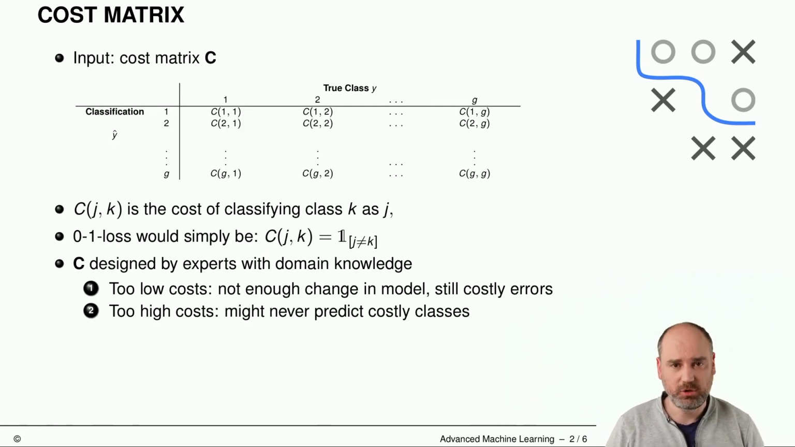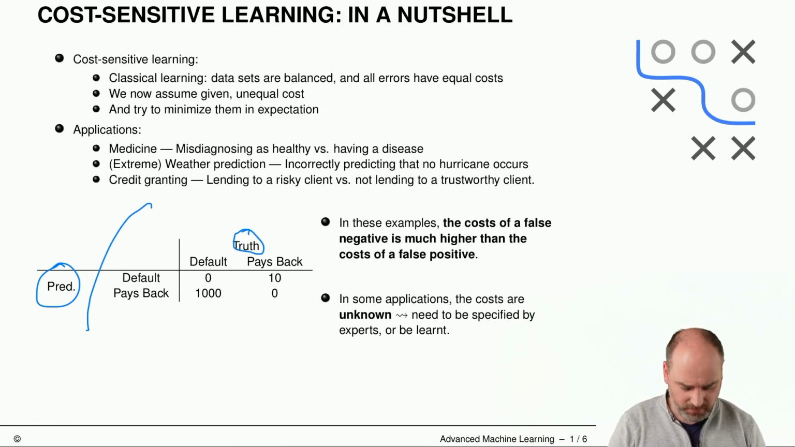So how does such a cost matrix now look from a formal perspective? Well, I guess in a certain sense we already discussed that. We have this matrix here, which basically looks like a confusion matrix. We have the true classes organized in the columns.